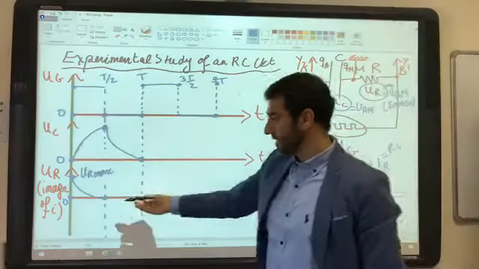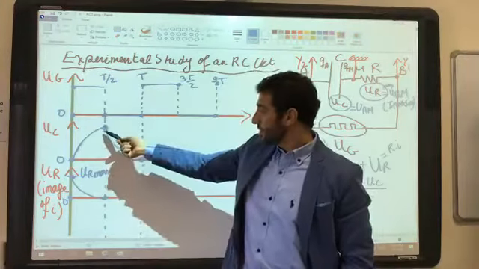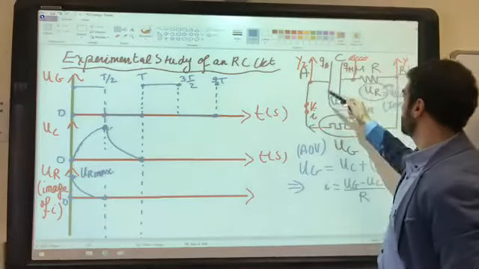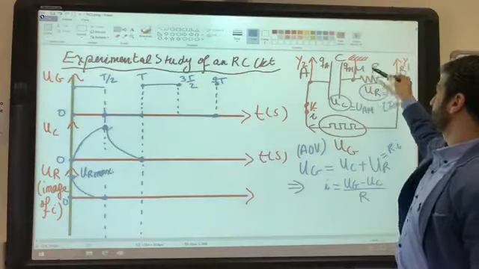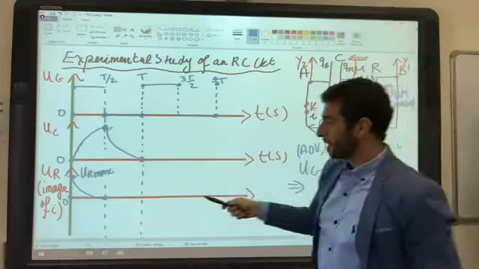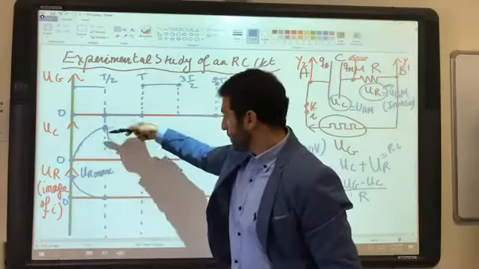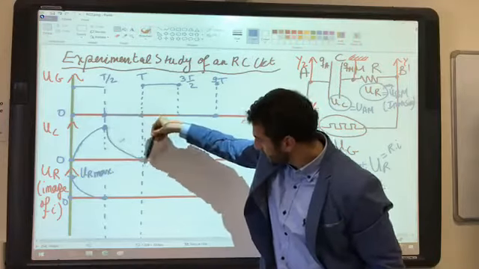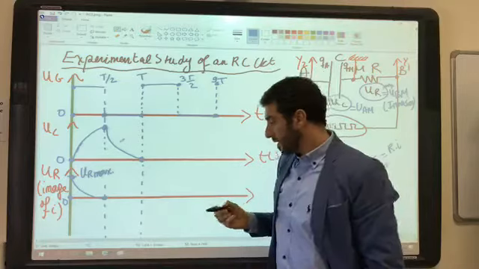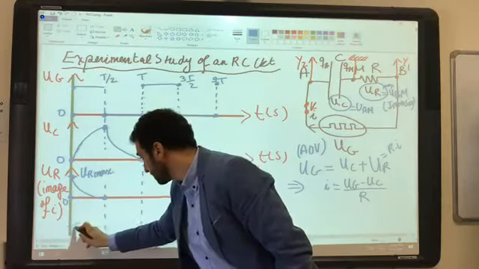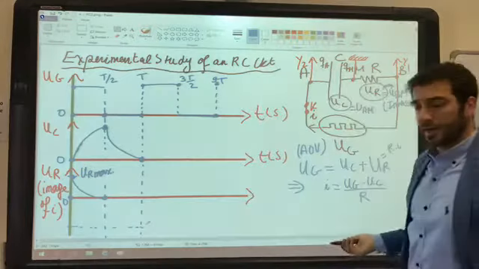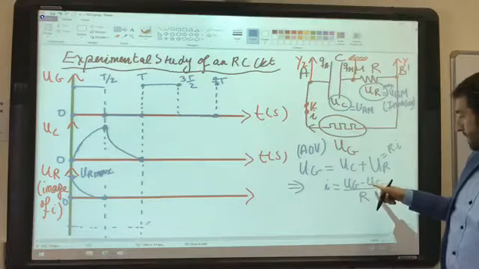What happens to the current here? Whenever the voltage is maximum, the capacitor will give out its voltage, and its voltage will be transformed into the voltage of the resistance. So when the capacitor's voltage is decreasing, the current will increase.